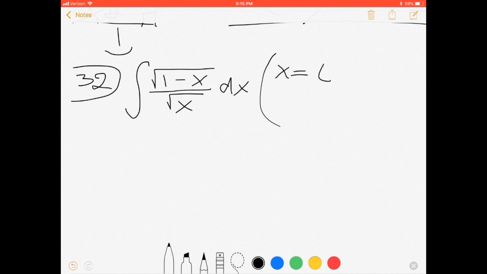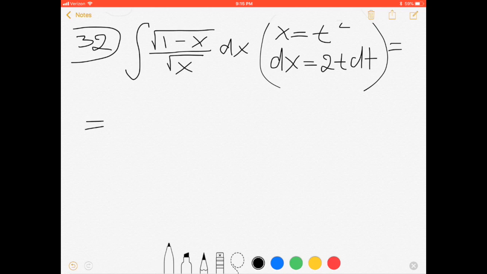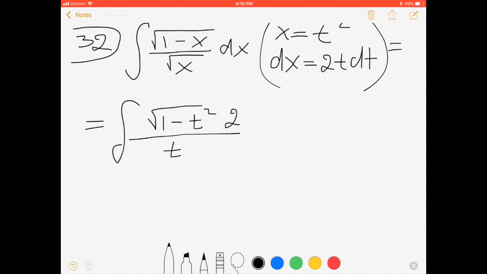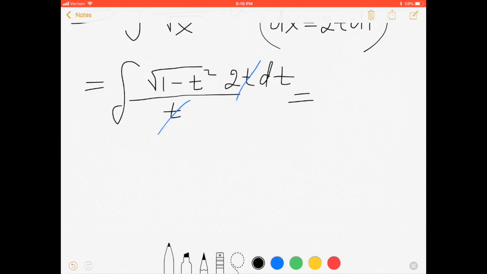Pretend x equals t squared. This means dx equals 2t dt. And this means my integral now is the square root of 1 minus t squared. The square root of t squared will be t. Dx will be 2t dt. T is cancelled. And bingo, we have an integral type that you can solve.